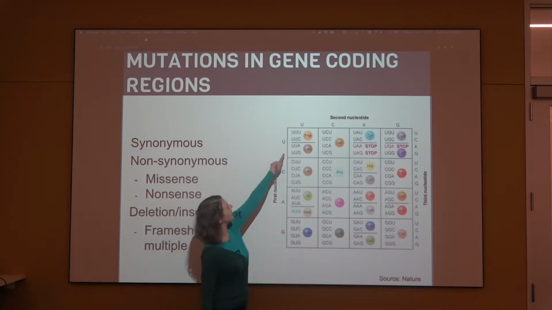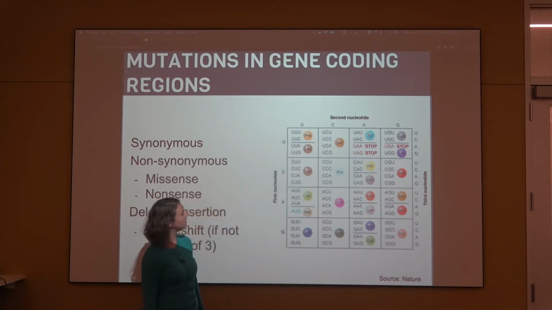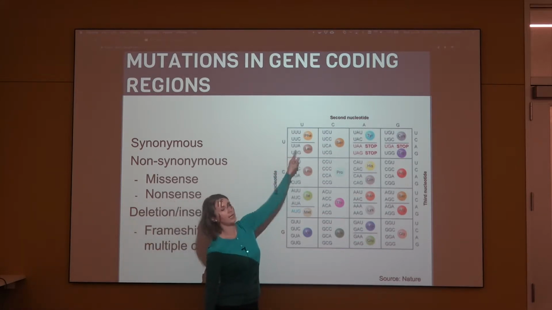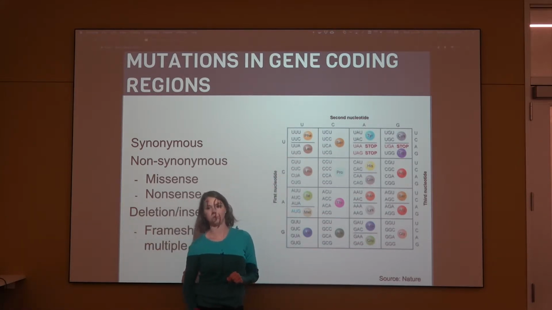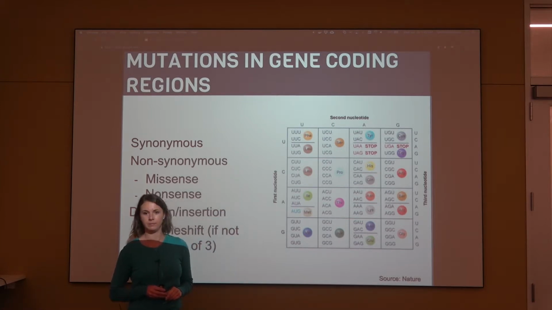Let's first take a look at this UUA sequence. The UUA codon encodes for a leucine amino acid. Can anyone tell me what the sense strand sequence would be for this codon from the DNA?